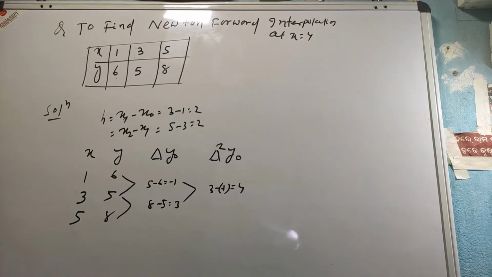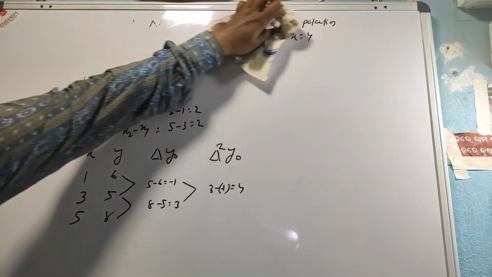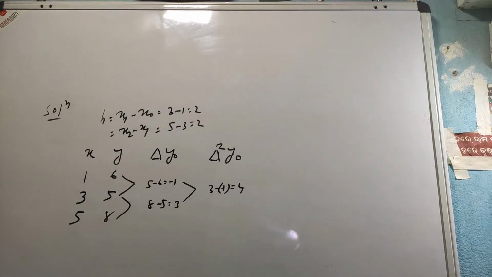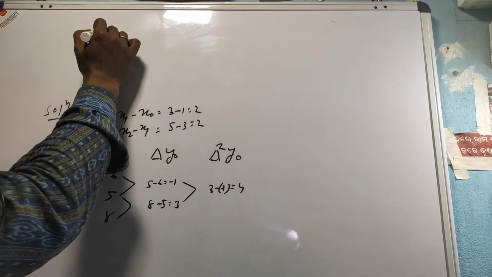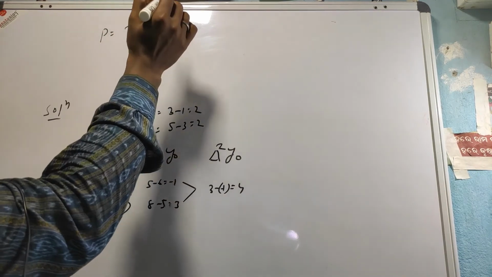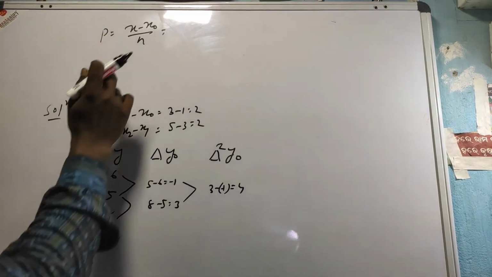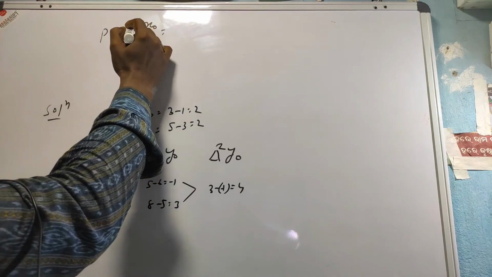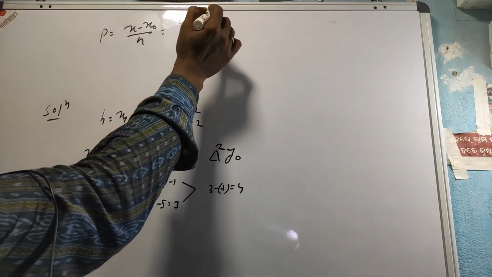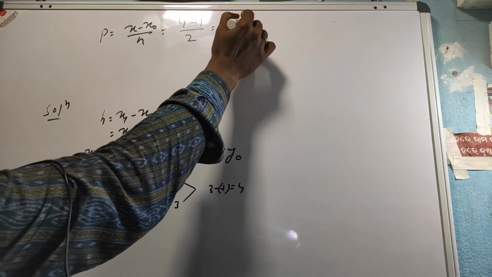Okay, so then I go to find the p value. p is equal to x minus x0 by h. This is the x0 value. Putting in the x value to find, that is 4 minus 1 by 2, that is 3 by 2, that is 1.5.